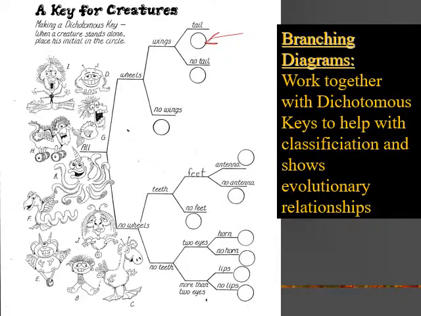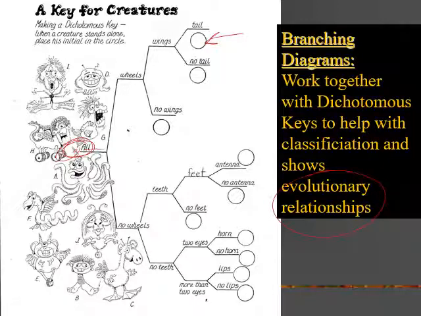a branching diagram. Branching diagrams and dichotomous keys work together to help identify organisms, to help with classification, and to show evolutionary relationships. So let's take this first circle that I pointed to, for instance. We always start from a central branch, a central location. And again, that's inherent to evolution, where all organisms at some point share a common ancestry. It's just a matter of how far back in history you have to go, whether it's a couple thousand years or a couple billion years. At some point, there's a common ancestor for all organisms.